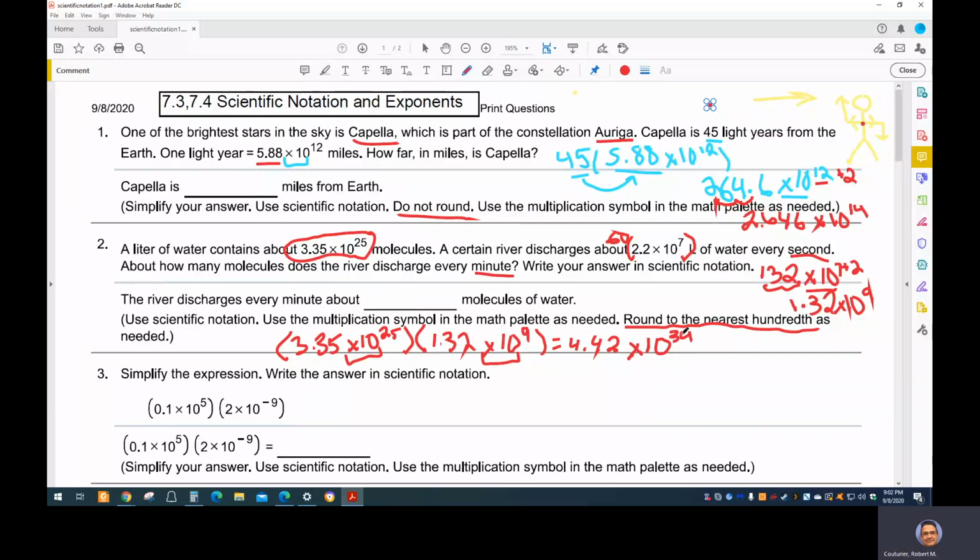Now, do we need to do anything to this exponent? We only have one decimal place to the left, so we're only in the 1 spot. We don't have to do anything. This would be your final answer right here. Okay? And you're done.